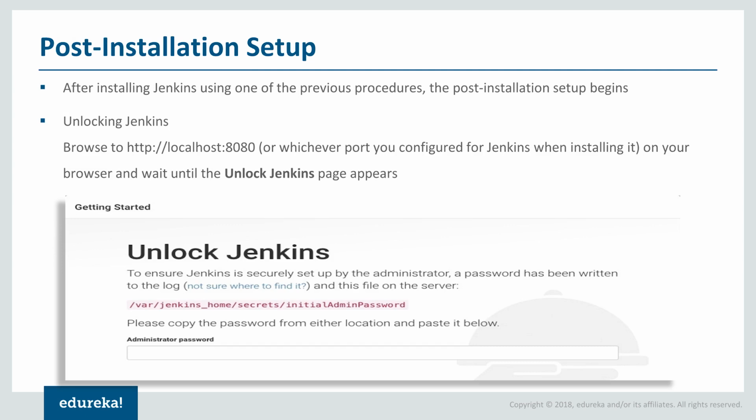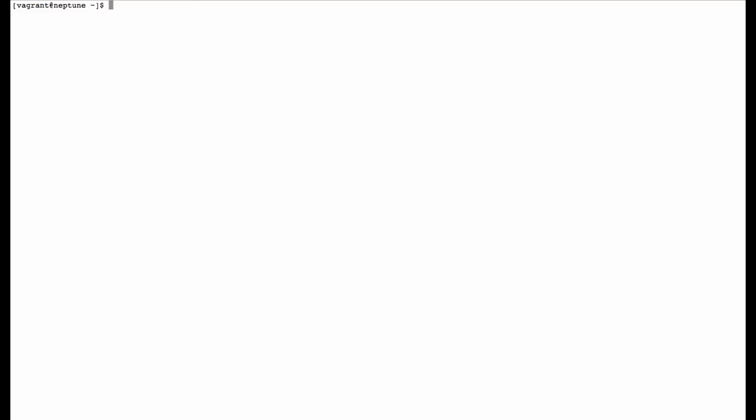Once that is done, you need to do the post installation setup, which actually involves the admin password to be retrieved from the actual machine and then a couple of plugin setups. But before we proceed to this step, let's just take a look at how exactly we can do an installation on a local machine. Here I'm using two different machines to show you the installation for Jenkins.